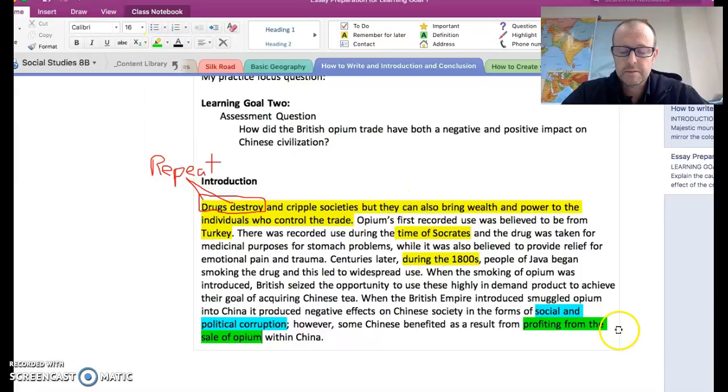So in this case, I could have two body paragraphs. I'll have my introduction, and I'll have a paragraph on the social and political corruption. These would be the negative effects or the negative impact. And then I would have a second body paragraph about the positives, about how people profited and made money. And we're able to exchange trade, such as tea in exchange for opium.